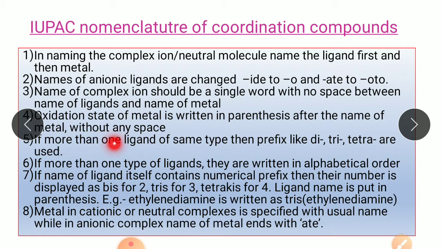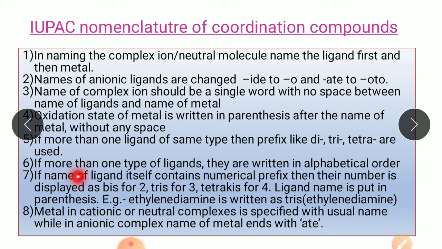The fifth point is that if more than one ligand of the same type is there, then prefixes like di, tri, tetra are used. So if more than one ligand of the same type are there, then their name is written by adding the prefix di, tri, tetra and so on. The sixth point is that if more than one type of ligand is there, then they are written in alphabetical order. So if the complex has more than one type of ligand, then the ligands are written on the basis of their alphabetical order.